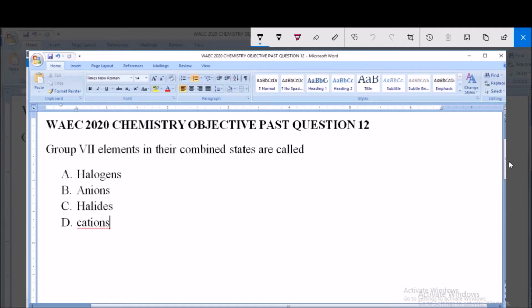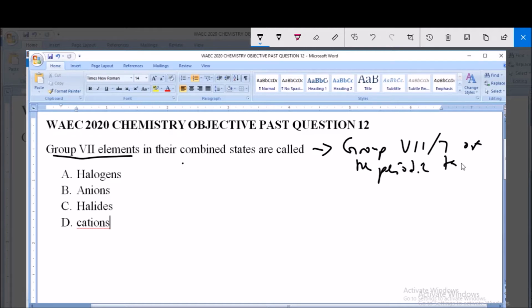I'm going to be answering WAEC 2020 Chemistry Objective Past Question 12. Group 7 elements in their combined states are called: A. Halogens, B. Anions, C. Halides, D. Cations. So we're looking at group 7 elements. As the name implies, they are elements in group 7 of the periodic table.